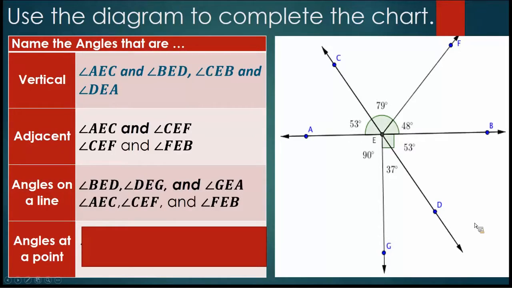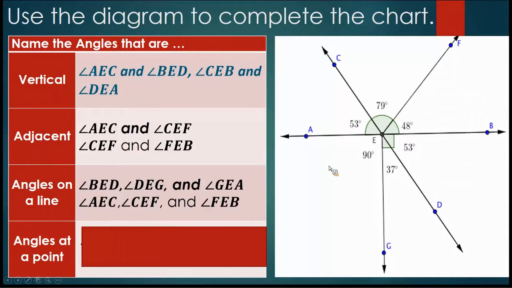Angles on a line. These are angles that would form 180 degrees if we added them all together. So first, if we added BED, DEG, and GEA, so this angle and this angle, we get a straight line. We get the line AB. That's 180 degrees. If we add AEC, CEF, and FEB, we would also get 180 degrees if we add up all of these together. Another one we could do is CEF, FEB, and BED to get another 180 degrees as well.